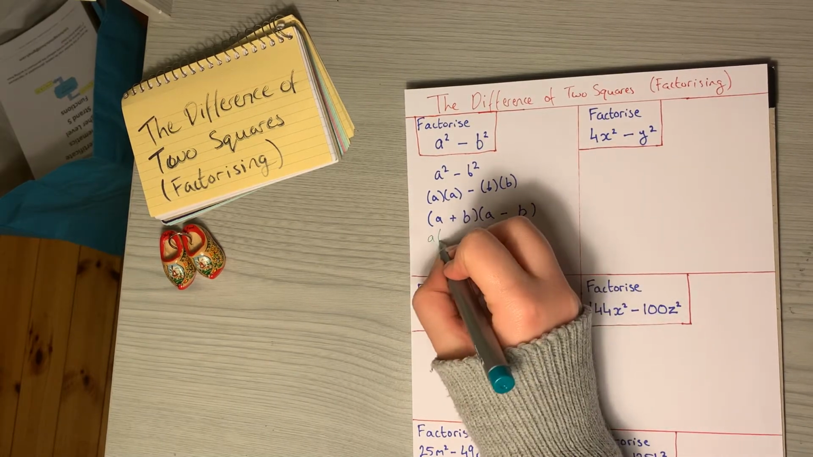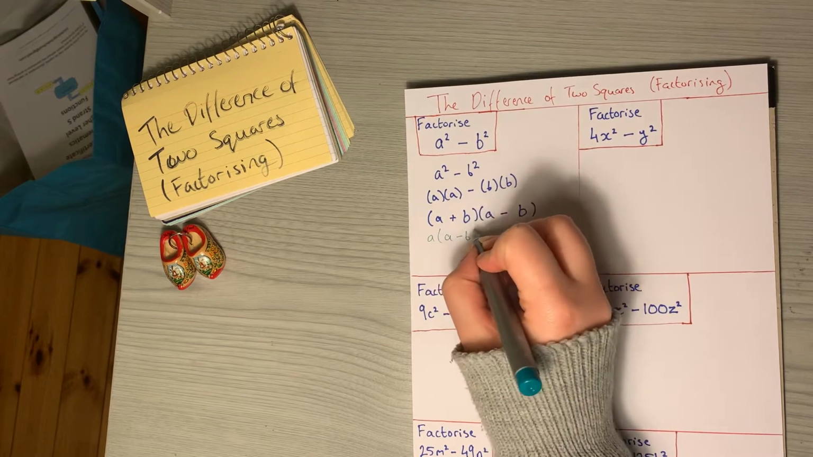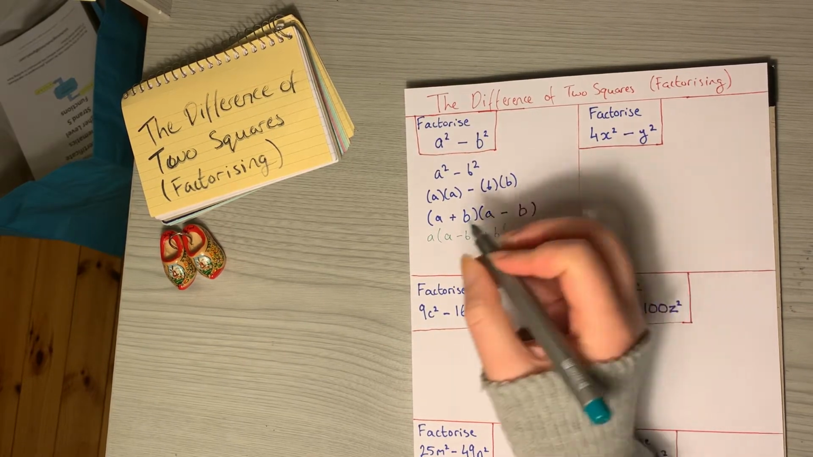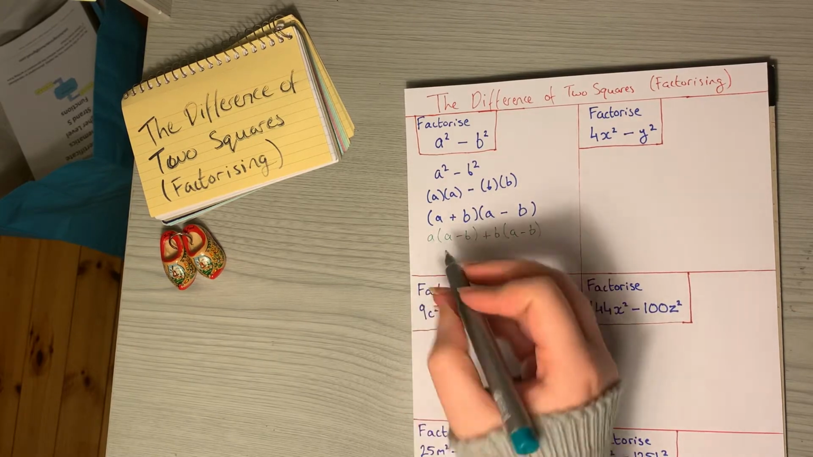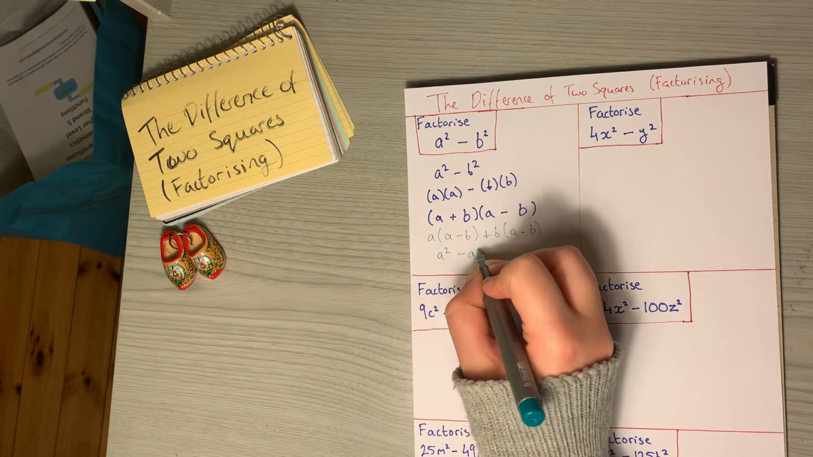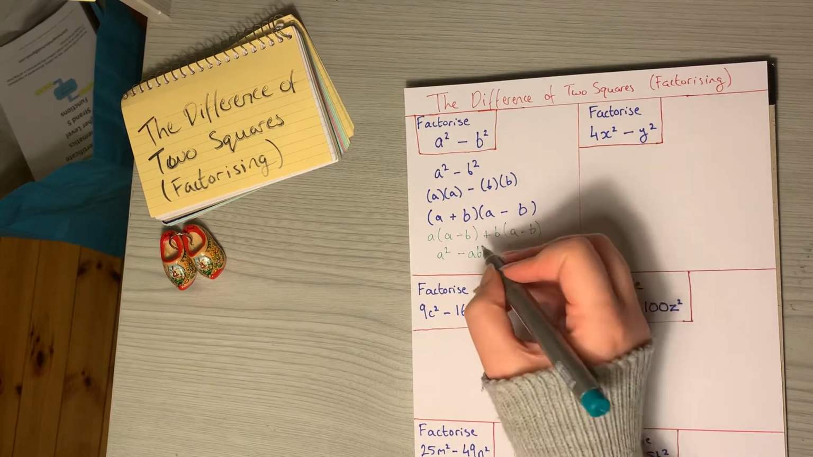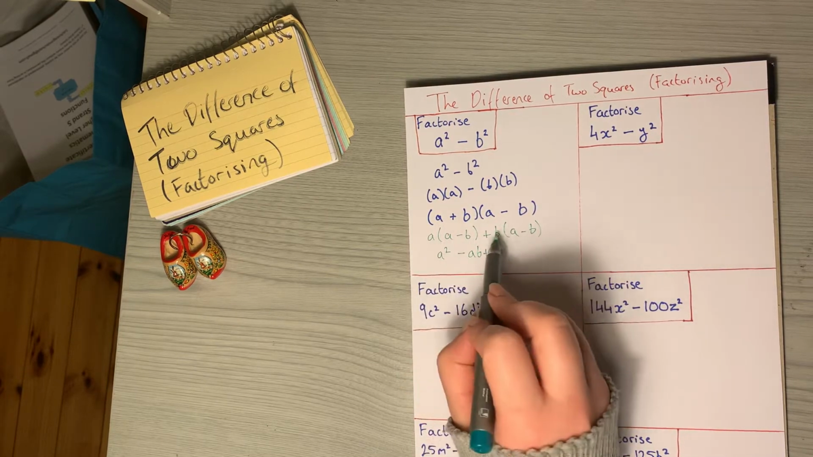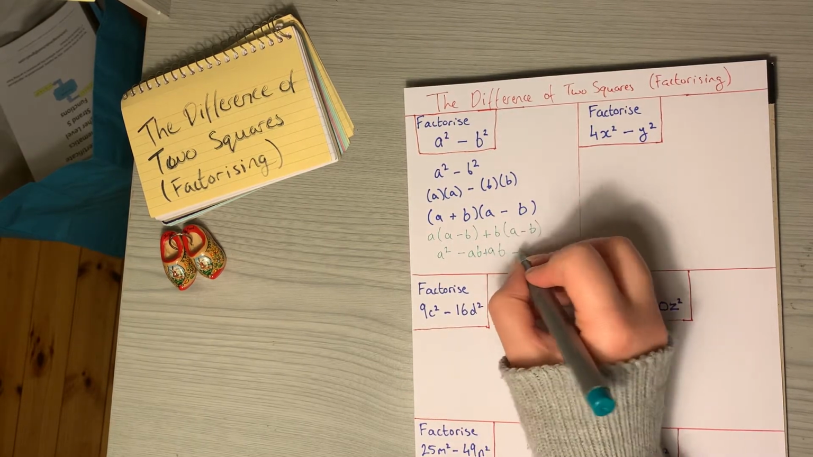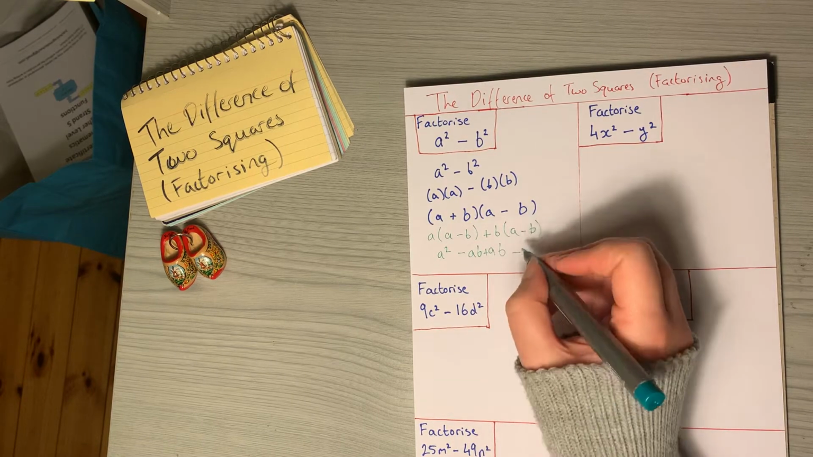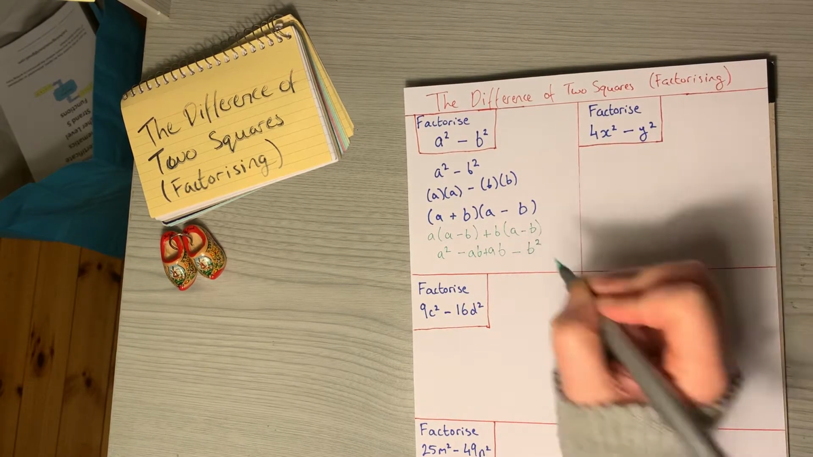So I have a times a minus b plus b times a minus b. So that's going to give me a squared. A times minus b is minus ab. A times plus b is plus ab. And b times minus b, well, that's going to give me a minus overall because it's a plus times a minus. And then b by b is going to give me b squared.